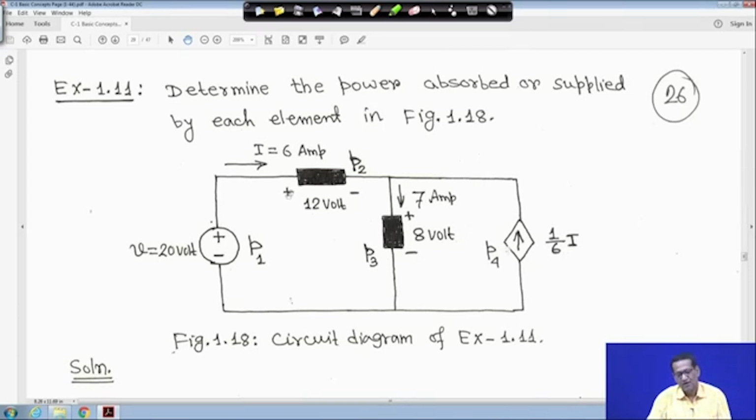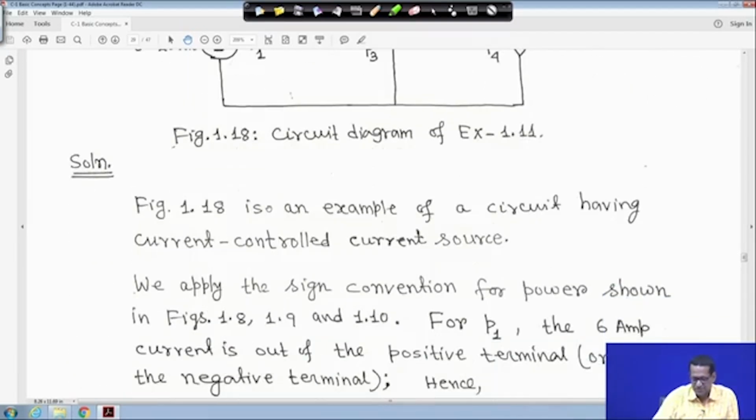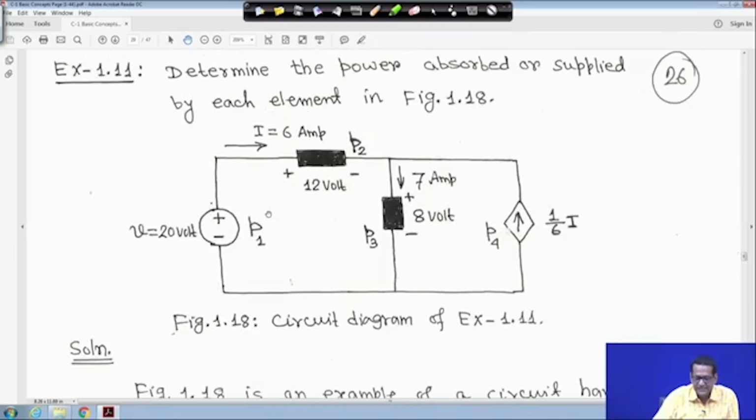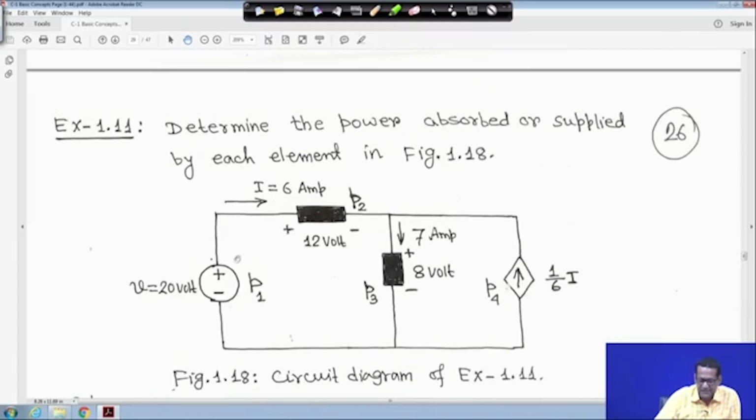Now, in our previous discussion we have seen that when the current is leaving the positive terminal of a voltage source, power is supplied and the sign will be negative, right. So in this case, this I1 current is coming out of the source, leaving the plus terminal, which means power supplied, conventionally negative.